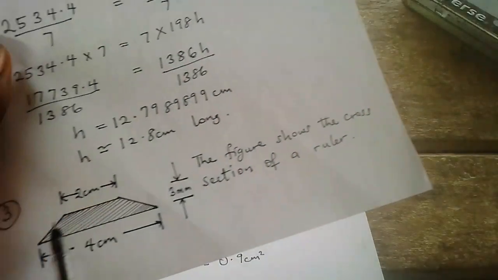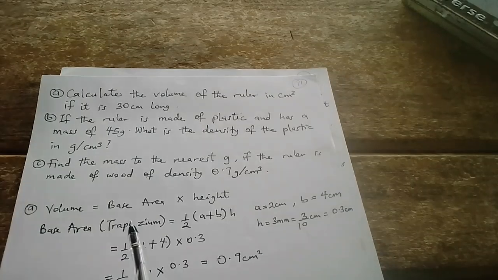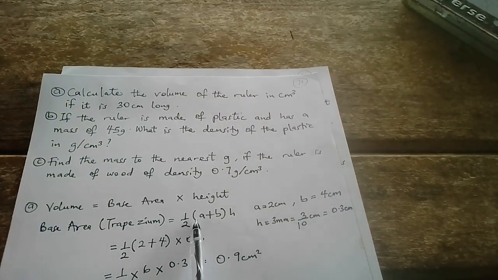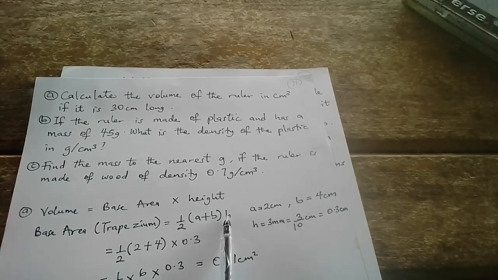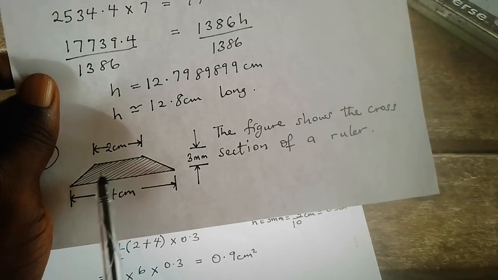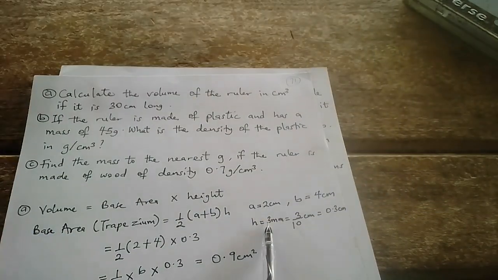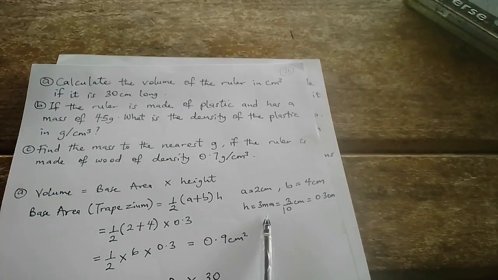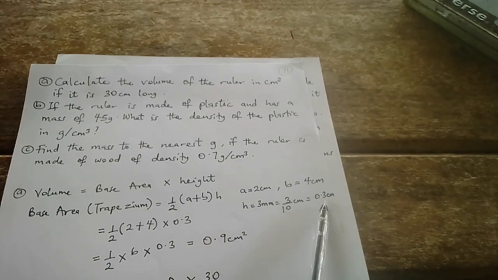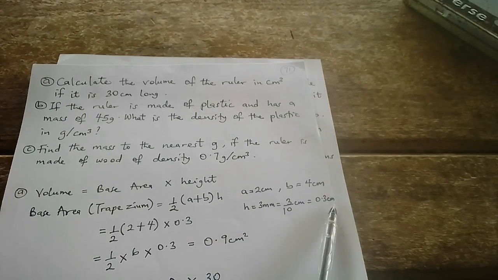You are given the shape of the base to be a trapezium. First of all, look for the base area, which is a trapezium, half into bracket a plus b, each. The two sides a and b are given to be 2 and 4 centimeter. Then the height is 3 millimeter. Since a and b are already in centimeter, convert the height to centimeter by dividing by 10, and you get 0.3 centimeter.